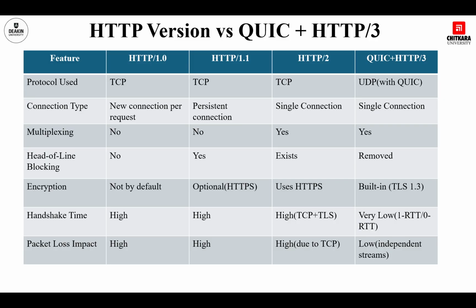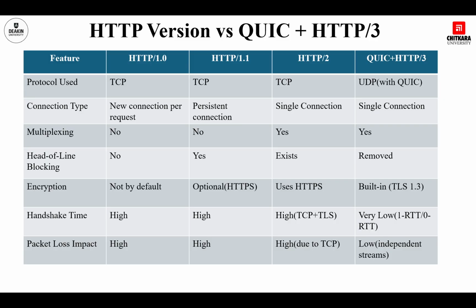Here we can see QUIC plus HTTP/3 protocol. This is built on UDP, single connection. Multiplexing, yes. Head of line blocking is removed here. Encryption is built in. So the handshake time is very low, as we can see: 1 RTT or 0 RTT.